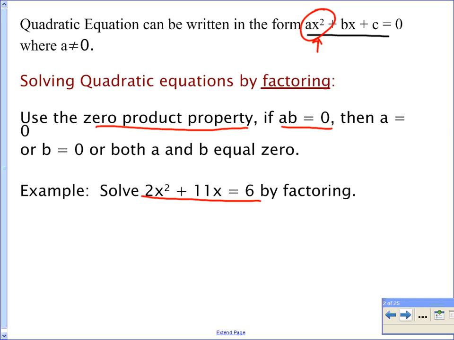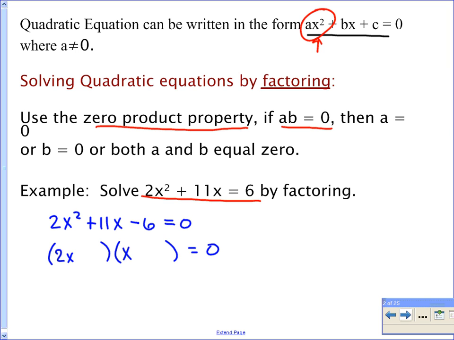So here I have an example, this equation. And the first thing you want to do when you're using factoring to solve is set the equation equal to 0. So I've got 2x squared plus 11x minus 6 equals 0. So there I have it so that it's equal to 0. And then once I have that, I'm just going to factor.